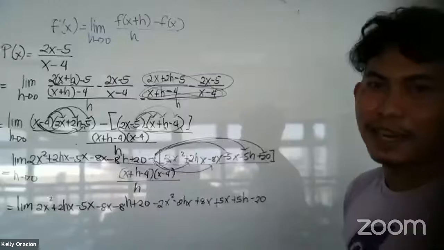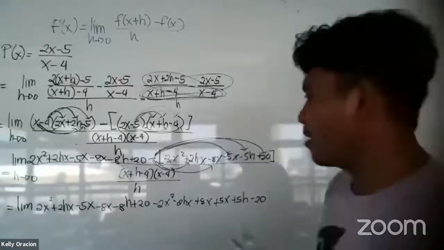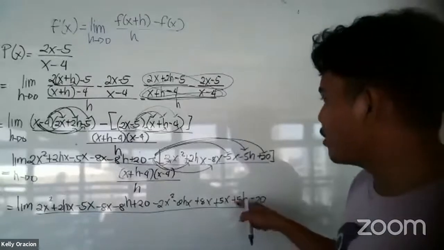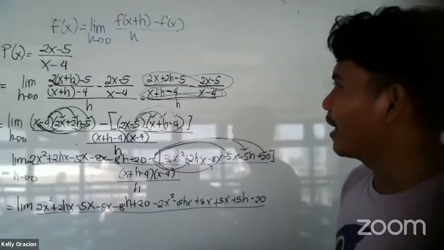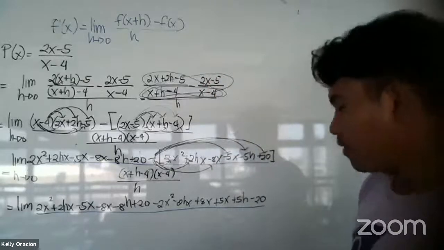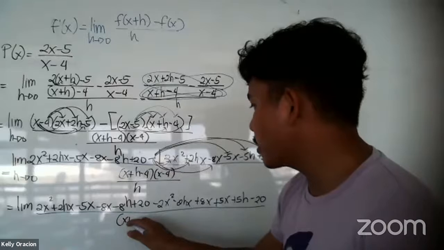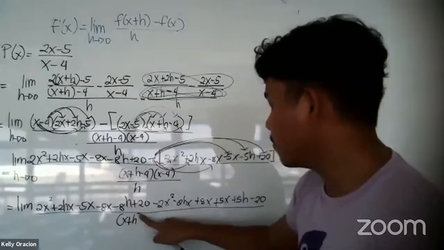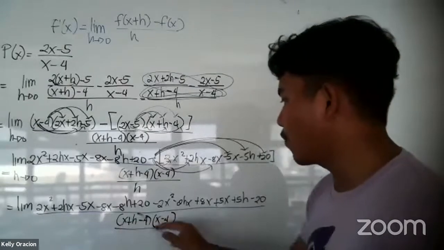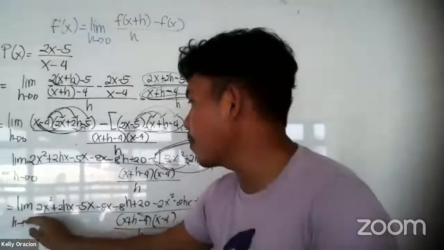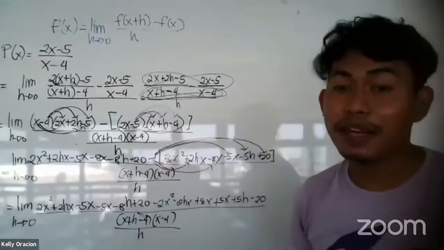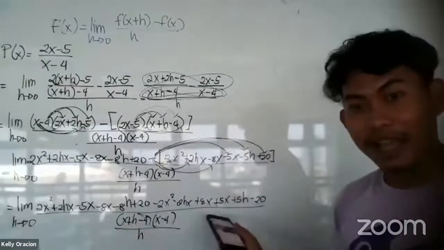Walay CTD dire. Sorry. Wait lang. Plus jud ni, or ako ang mali. Okay, plus. Over x plus h minus 4, x minus 4 over h as h approaches 0. Napakahaba. Mahilig man kayo sa mahaba, so ito mahaba. Charot.